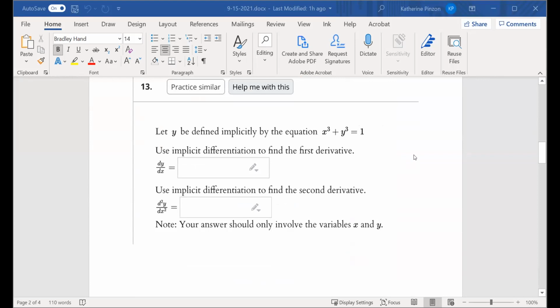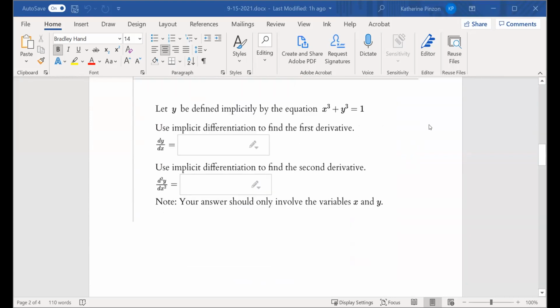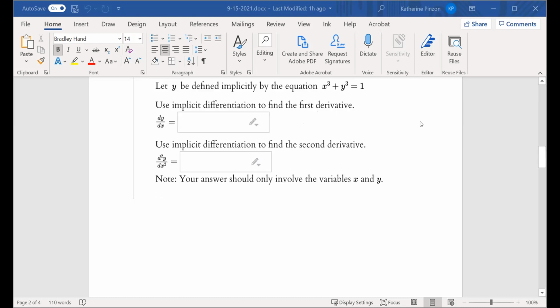So this is 13 from the homework. The reason I want to do this is because it talks about the second derivative with implicit differentiation. I want to do this example because I didn't have a second derivative one in the notes on Monday. Okay, so we're going to say x cubed plus y cubed is 1. We want to find the first derivative and then the second derivative.